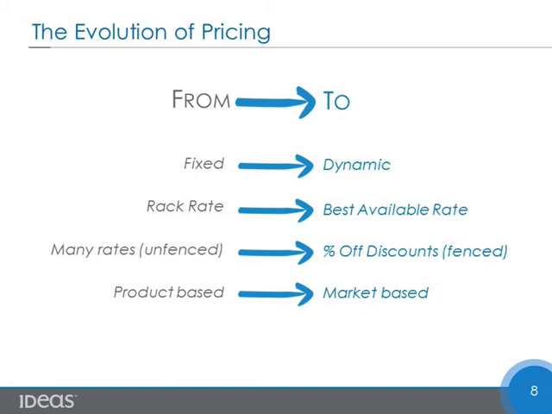The benchmark rate is the best available rate, and some hotels call it best flexible rate. Other retail rate plans are derivative rates attached to the BAR rate, with fences, and pricing is market-based, which means that when you decide the price for your hotel's facilities and service, you need to consider the market rate and competitors' rates instead of purely looking at your own product cost.